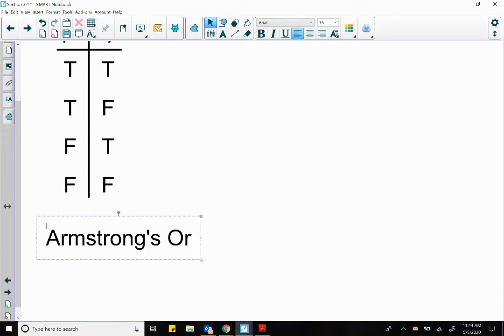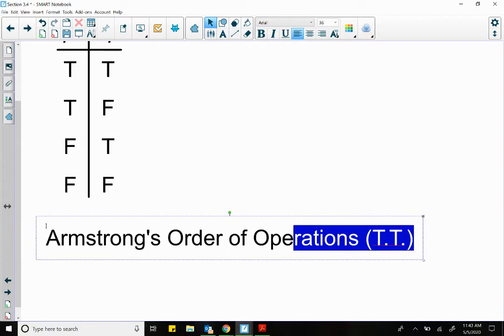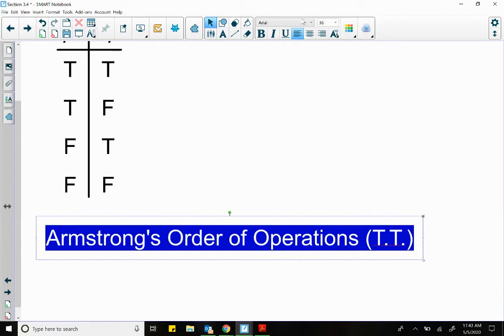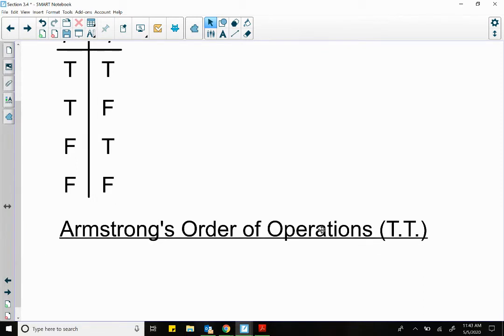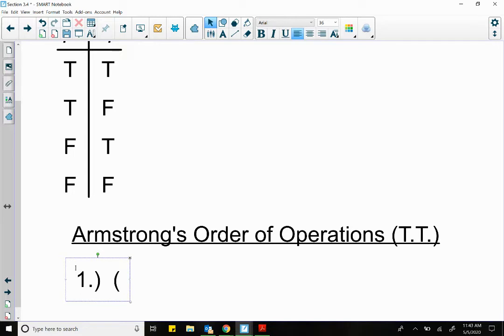Armstrong's order of operations, truth table style. Okay. All right. So let's get started again. Remember, the first thing you deal with?